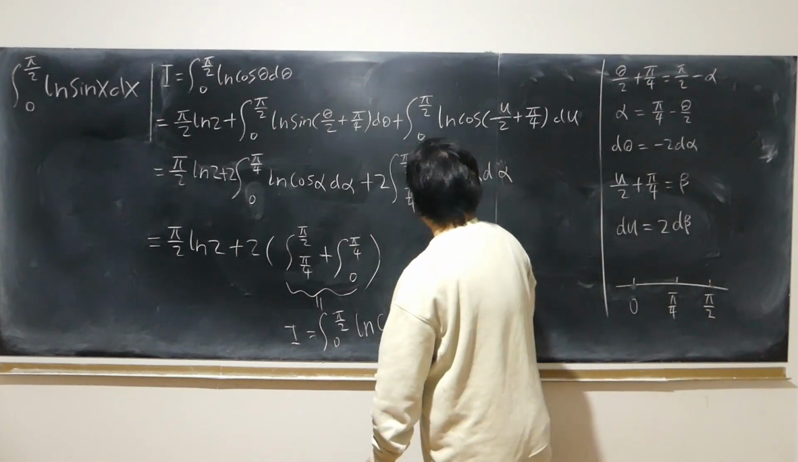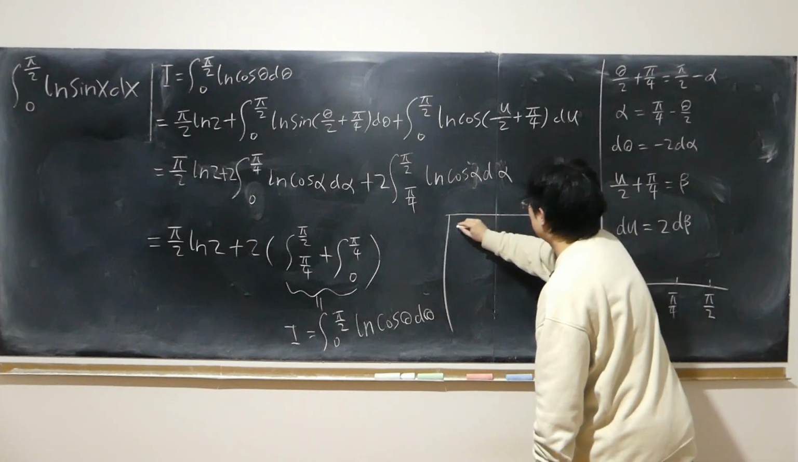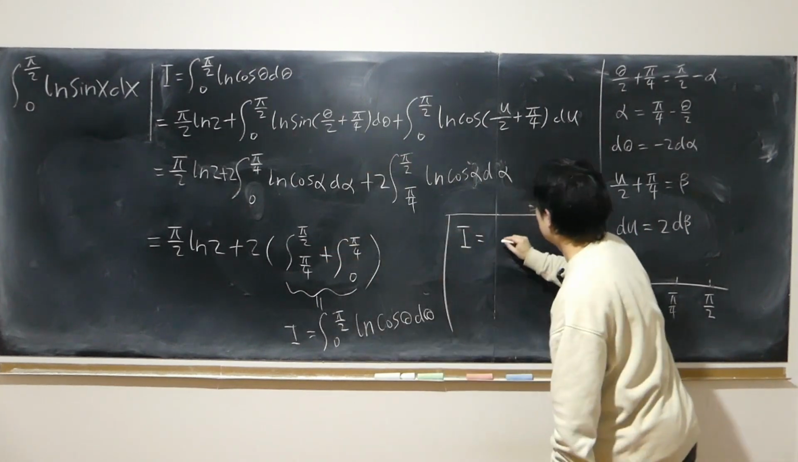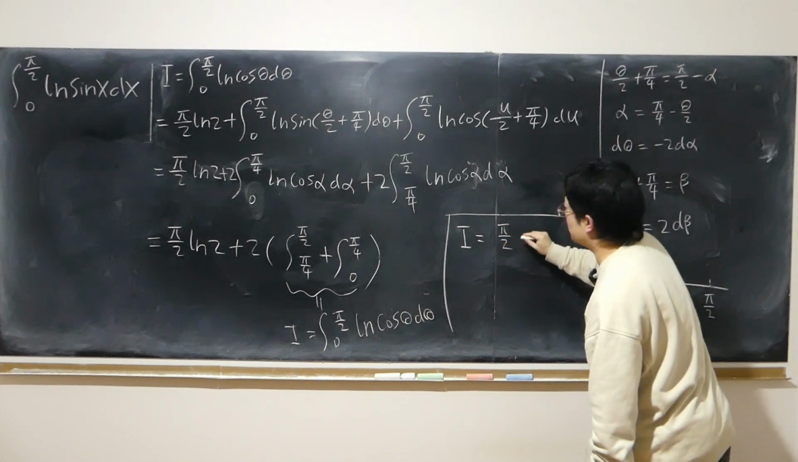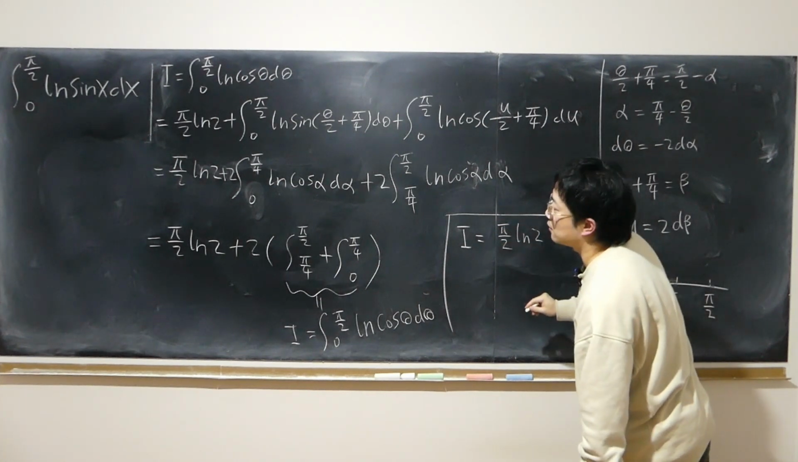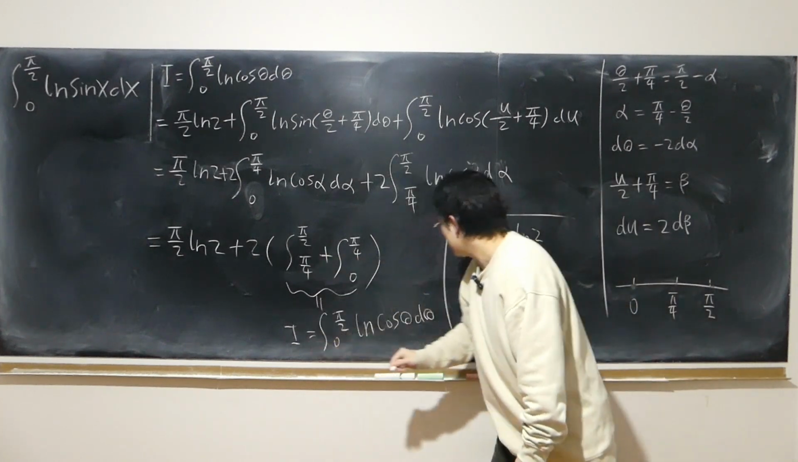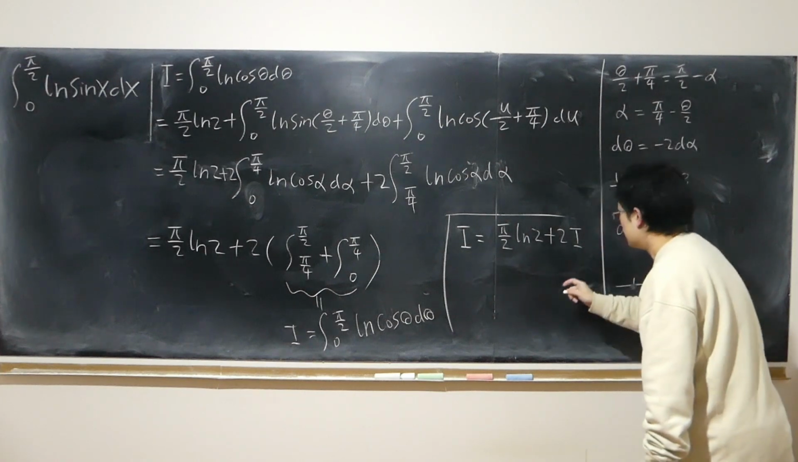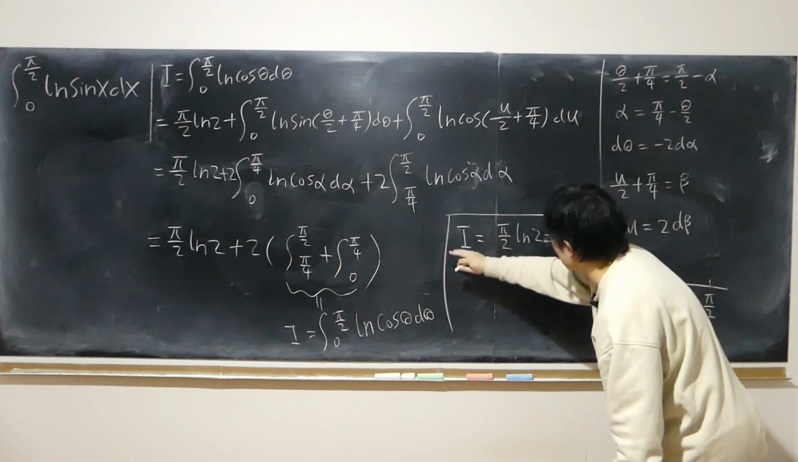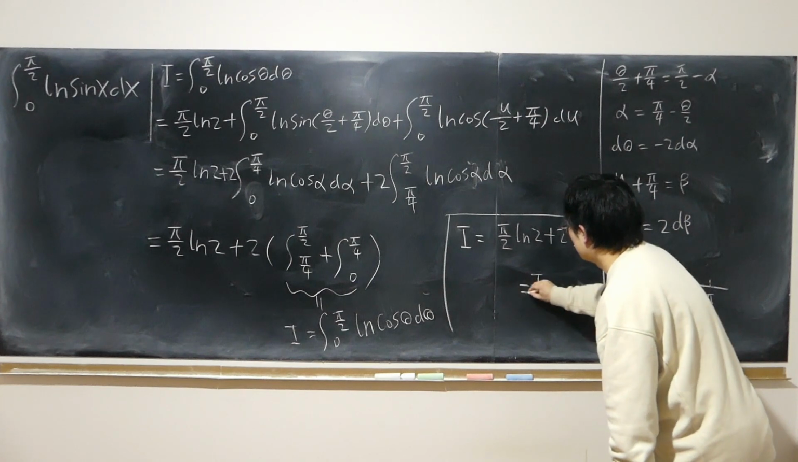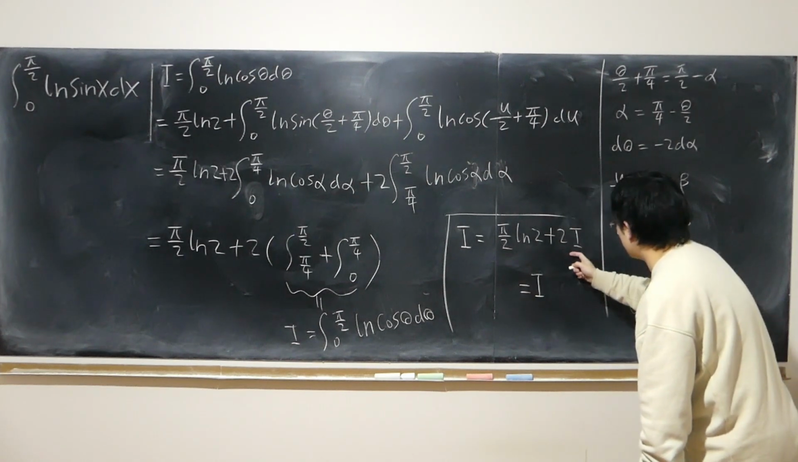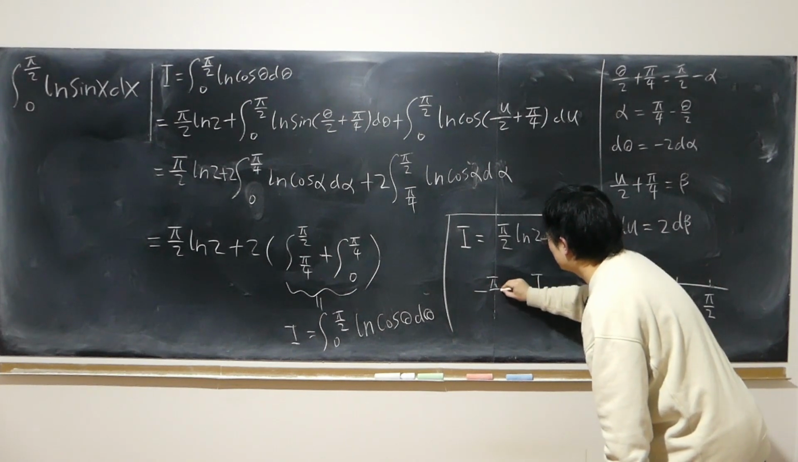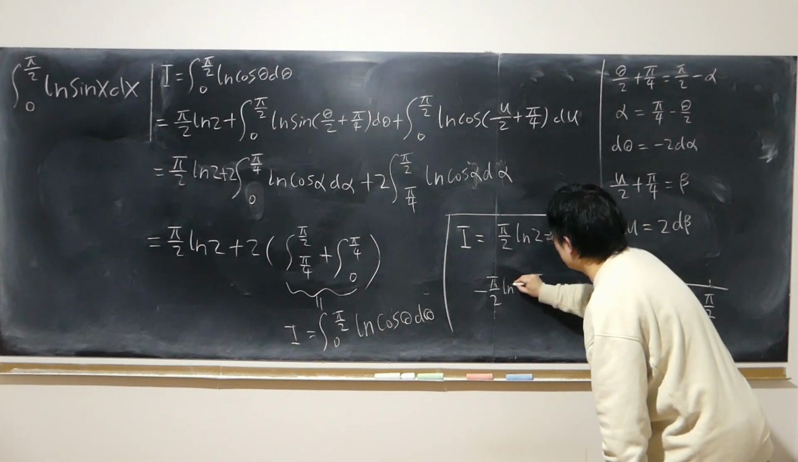So all in all, I is equal to some constant plus 2 times I. So I move this I to this side, and move this to the other side. This I comes to this side, 2I becomes I, and this goes to the other side, so negative half pi times log 2.